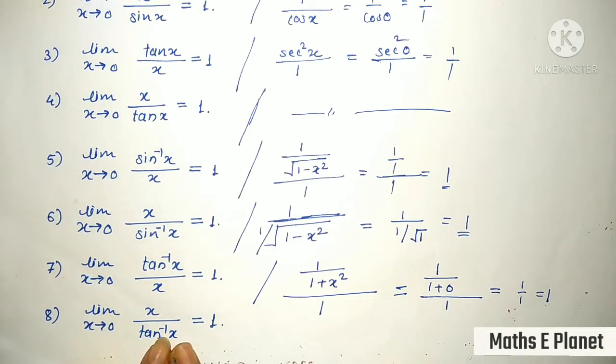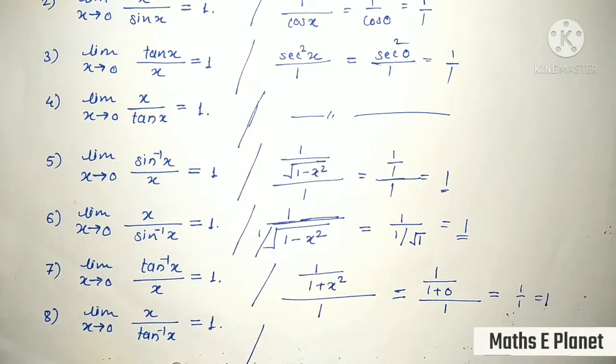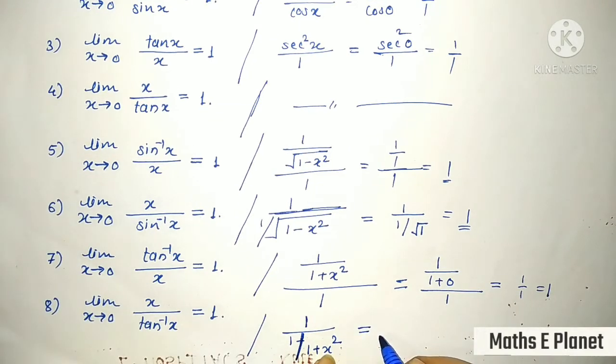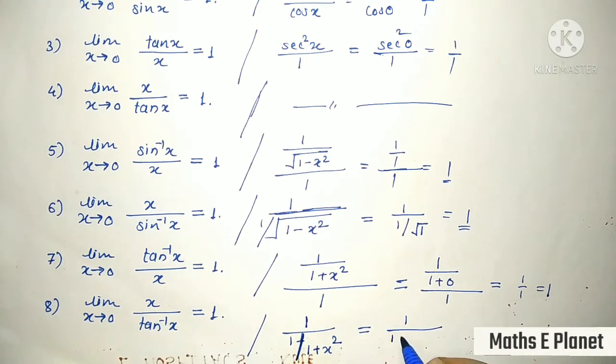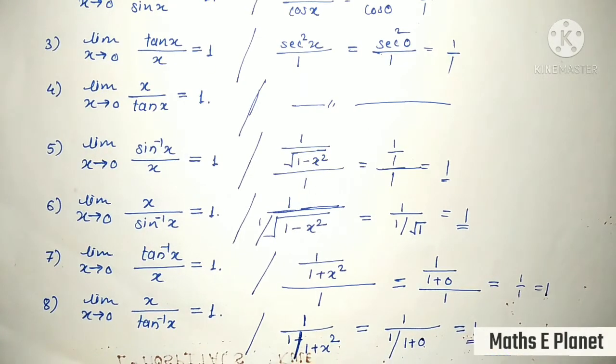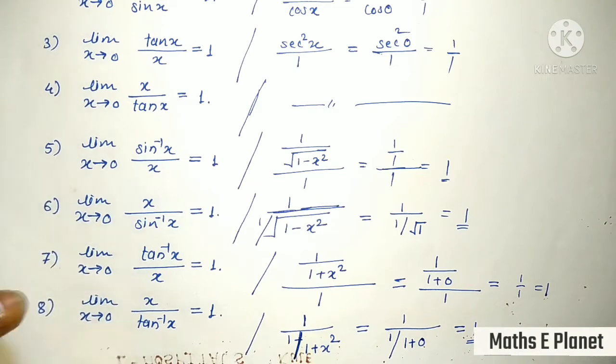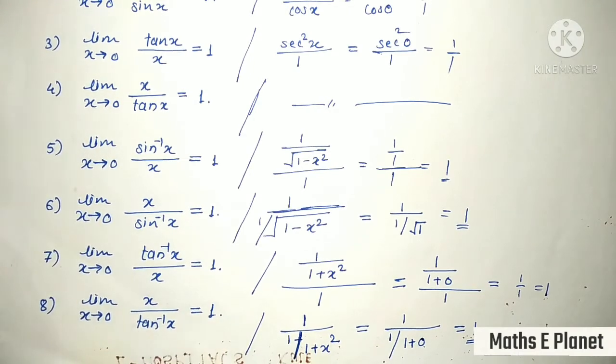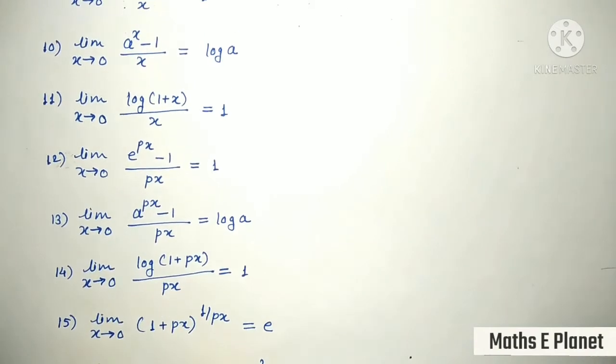In the next formula, this is similar to the 7th formula, still we can solve it. Now take the differentiation. The derivative of tan inverse of x is 1 upon 1 plus x square. Now put 0 instead of x, 1 upon 1 plus 0, so the answer is 1. So here this limit is 1.